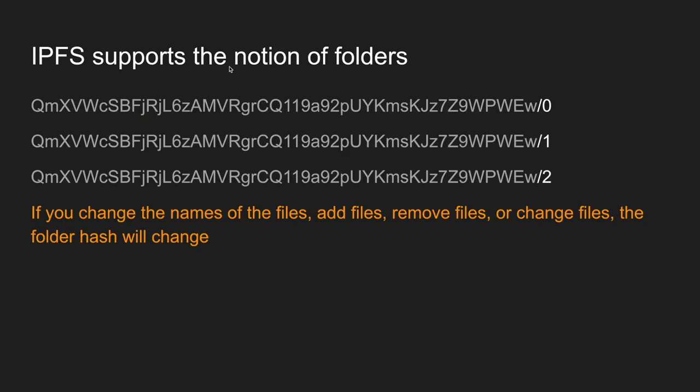IPFS also supports a notion of folders, so you can have a base folder and then different files inside of it. Now, I just named them 0, 1, and 2 like we would with an NFT, but this could be dog.jpg and cat.png or 2.json. But keep in mind that because these are hashes, if you change anything inside of the folder or anything with an image, then the hash changes. And that's a good thing for us because we want to make sure that the content is not tampered with. But it also means that you need to get it right.